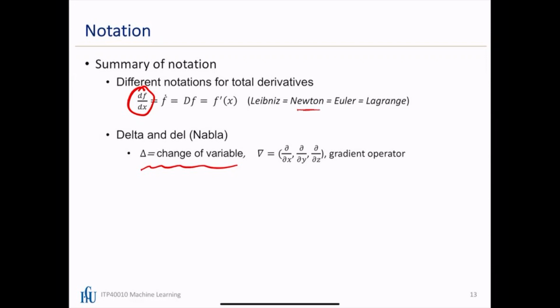And Newton has used the same f dot to mean the same thing. And Euler has used the capital D. And Lagrange has used the f prime, where I personally use f prime and df dx a lot. And again, d and delta are usually used interchangeably. And later on, you're going to deal with the partial derivative.